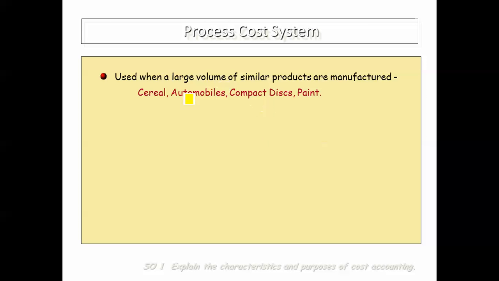The other system is a process costing system. This is a system we use for a large volume of similar items. Think of the Coca-Cola plant here in LA. The Coca-Cola plant produces bottles or cans of Coca-Cola. Every can of Coca-Cola gets exactly the same amount of material, labor, and overhead. So if the production plant produces something like cereal or compact discs, they're all the same, or paint, every can of paint has the same amount of ingredients in it. That production system is called a process costing system.